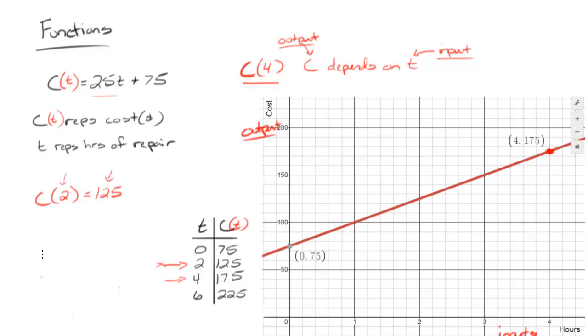A very similar question is that someone could ask us, hey, when is c of t equal to 225? Well, we can find this in a couple different ways. One way would be, again, to look at this table. This is the row when c equals 225. If we look at that, that's related to the value of t equals 6. So c of t equals 225 when t equals 6.